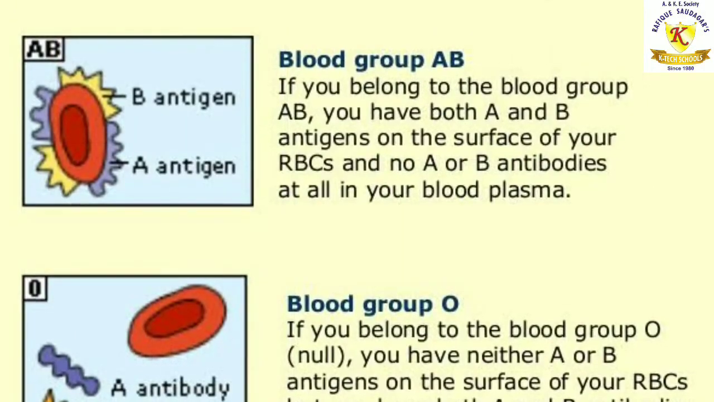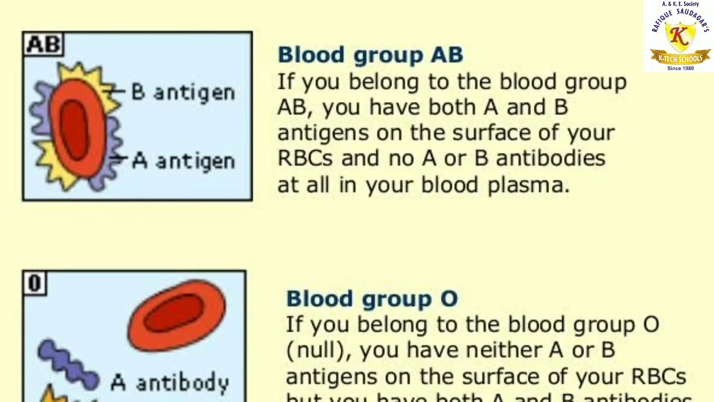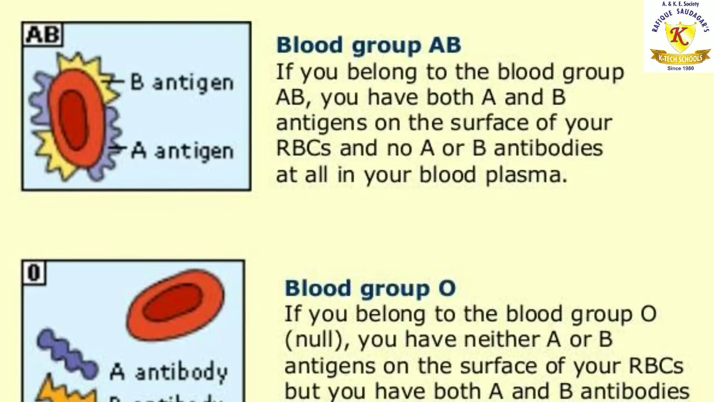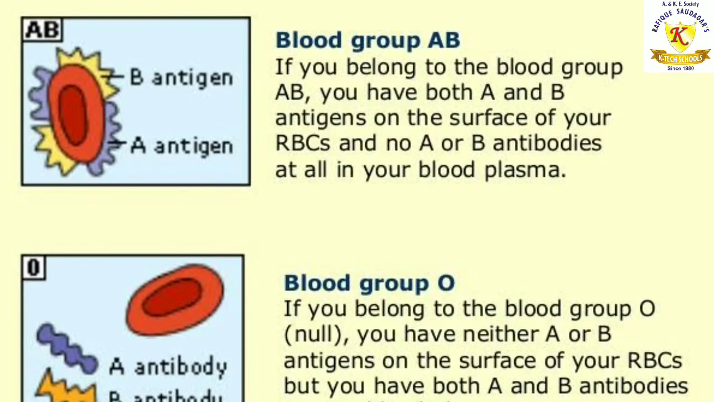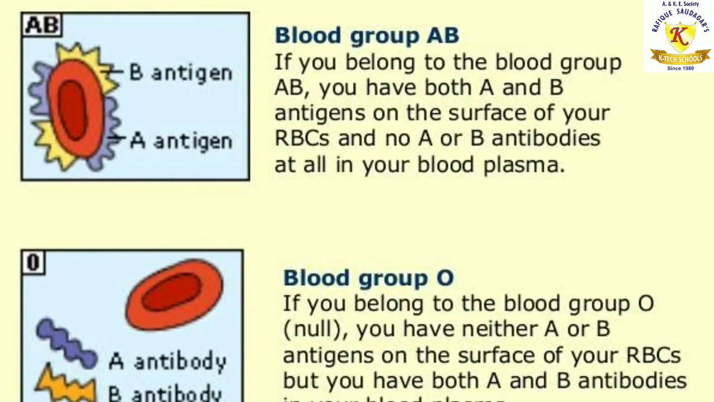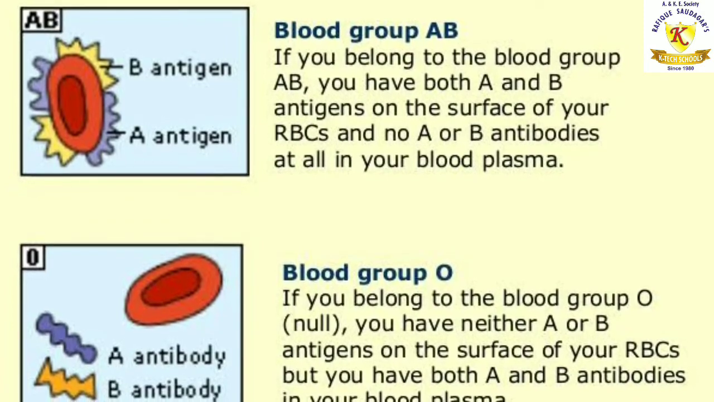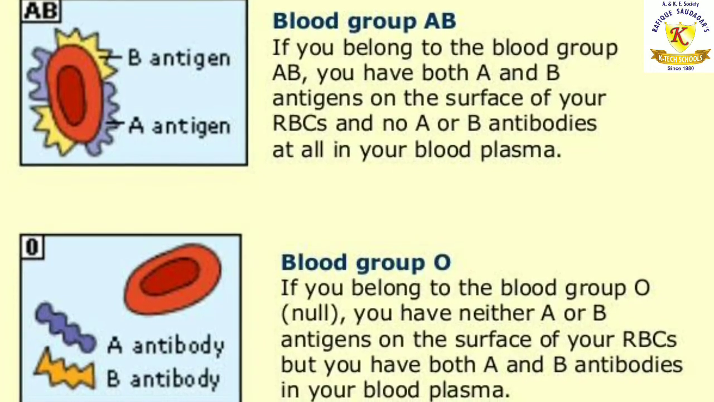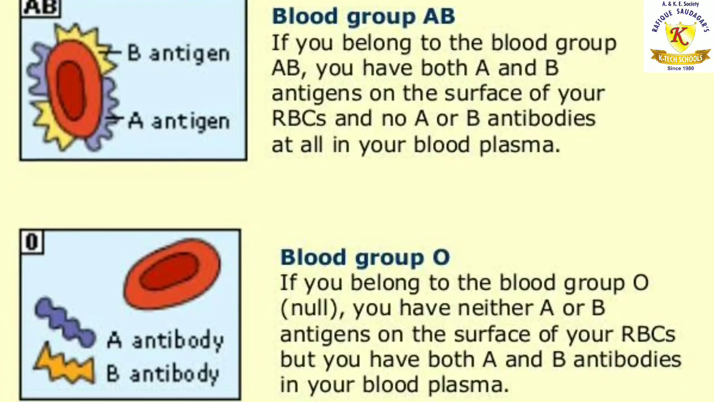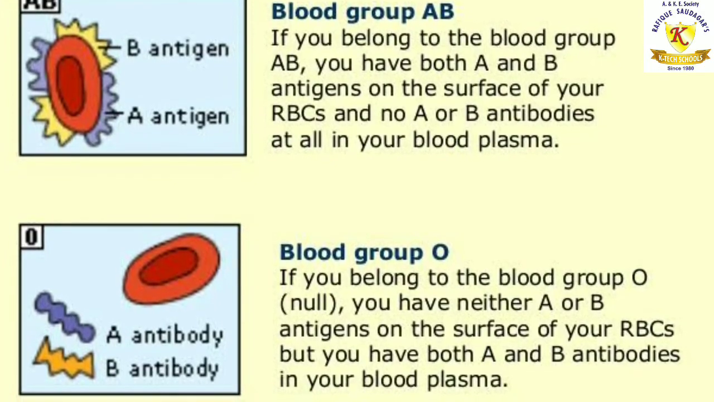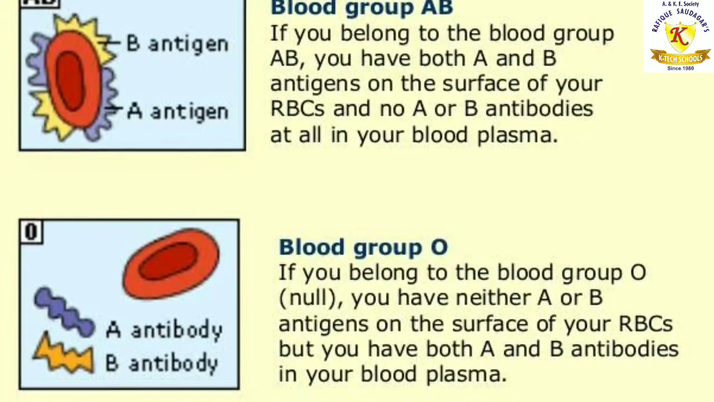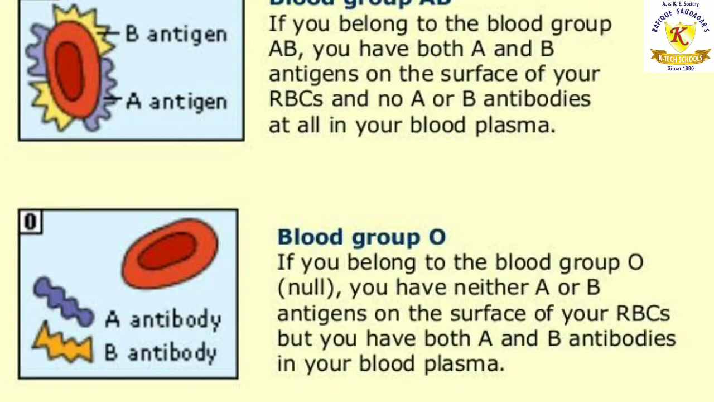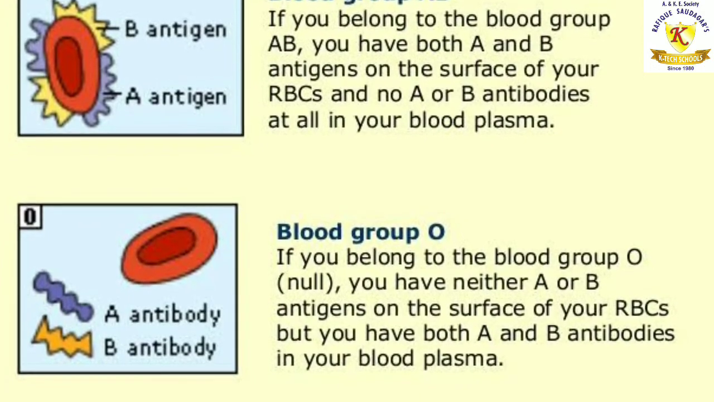The next one, blood group AB. If you belong to blood group AB, you have both A and B antigens on the surface of your RBCs and no A or B antibodies at all in your blood plasma. Blood group O. If you belong to blood group O, you have neither A nor B antigens on the surface of your RBCs, but you have both A and B antibodies in your blood plasma. Okay?